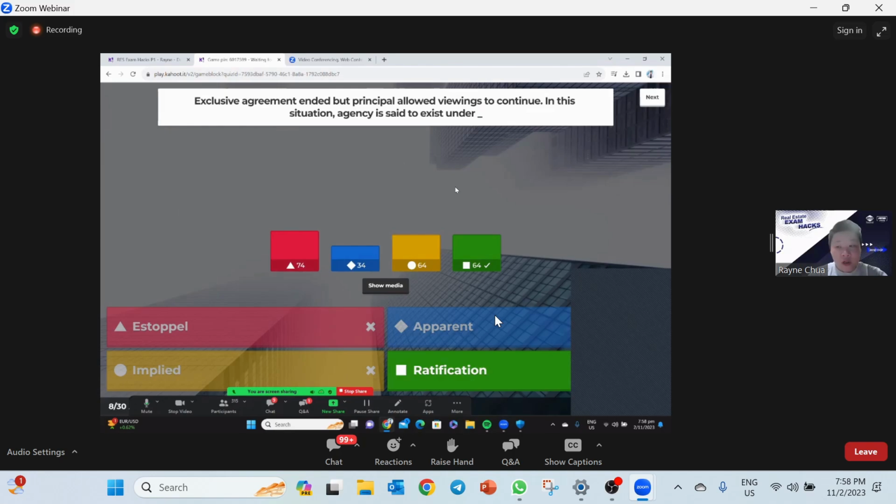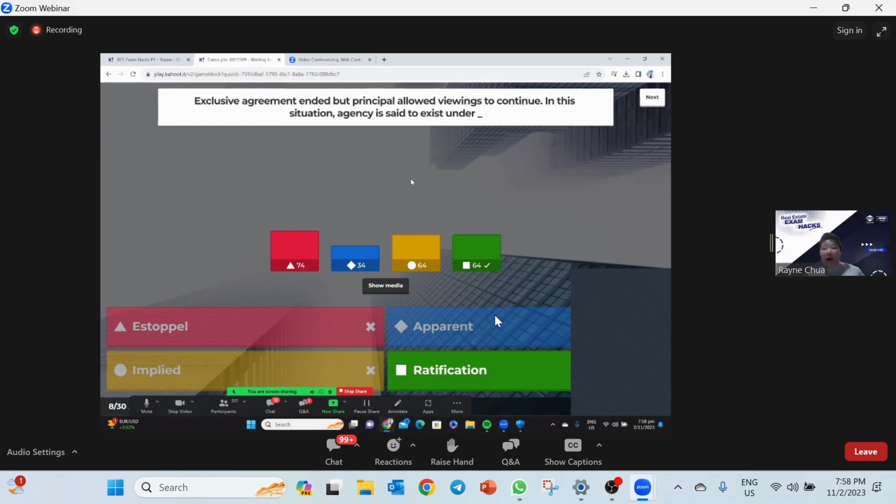So let's talk about what kind of authority agents have. There are two main categories that agents have. First is actual authority, which is either express or implied. What is express? We had one question on express, which is either written or verbal. I can appoint the agent through these two ways, either in writing or verbally, right?